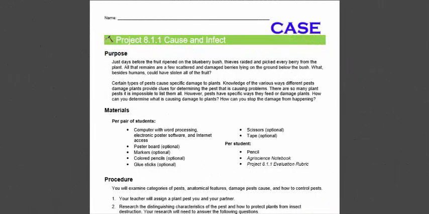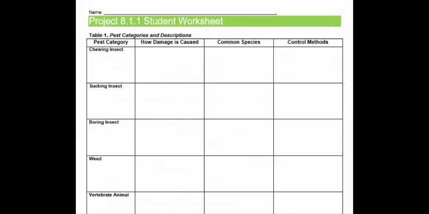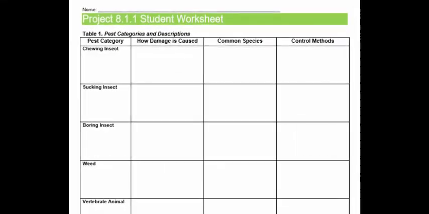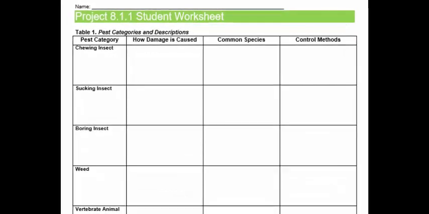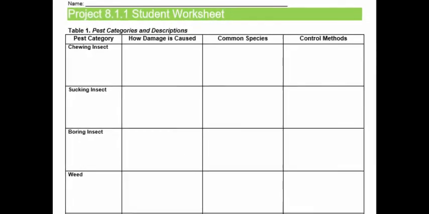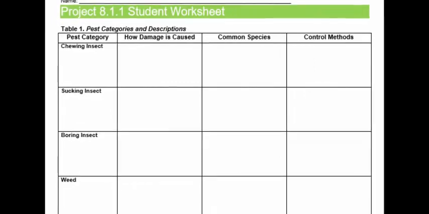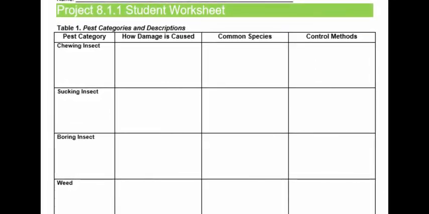Through Project 8.1.1 Cause and Infect, you will research symptoms of pest damage and share anatomical features of pests, which will help with identification. This project will help you understand the negative effects of the various types of pests. Your teacher will provide procedures, expectations, and process used for assessment using the Project 8.1.1 evaluation rubric.